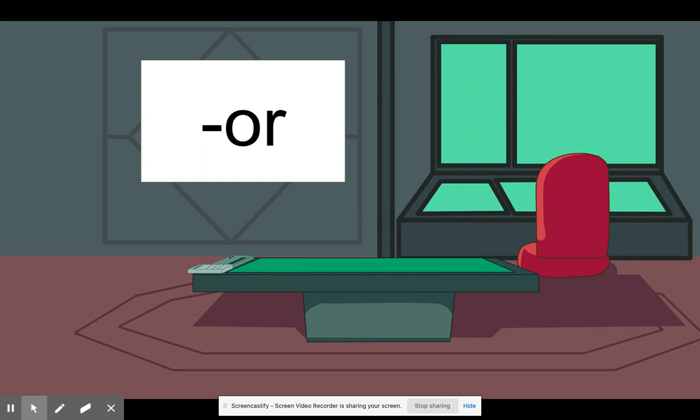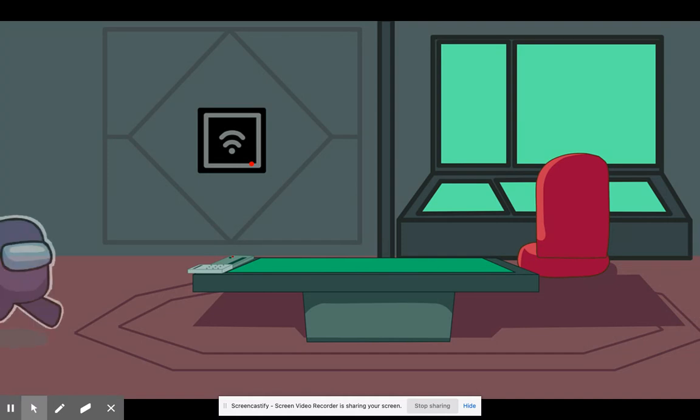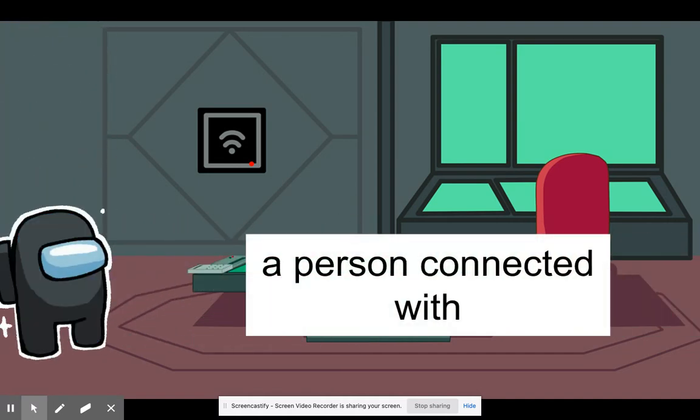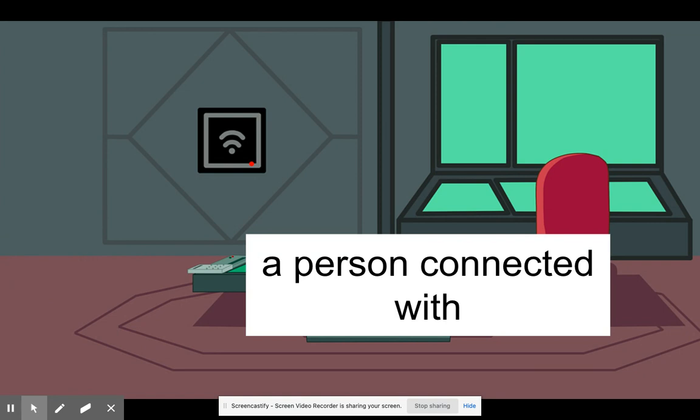Then we are getting closer to our new suffixes. So when you see OR attached to a base word, like in the word actor, sailor, visitor, OR kind of sounds like ER, doesn't it? Sailor, actor, visitor. When you see OR attached to a base word, it is adding the meaning of a person connected with. Person connected with.